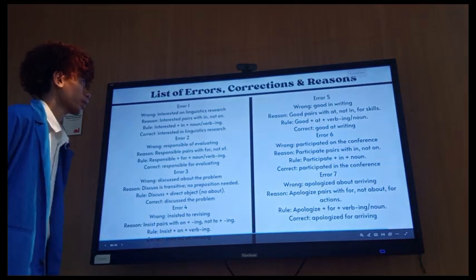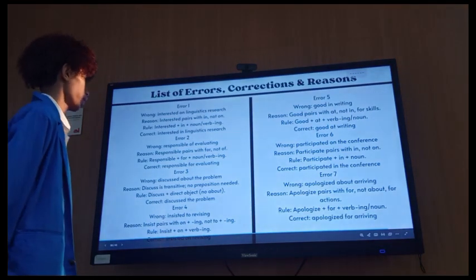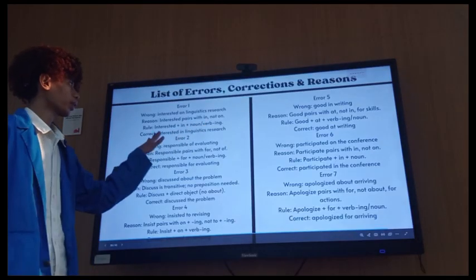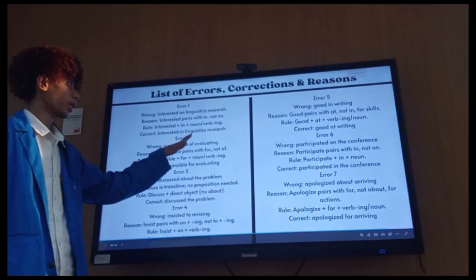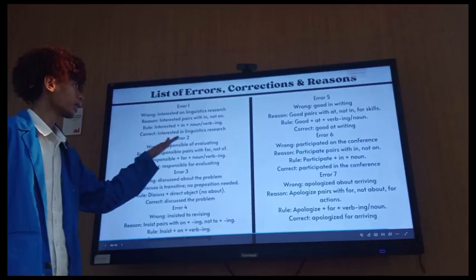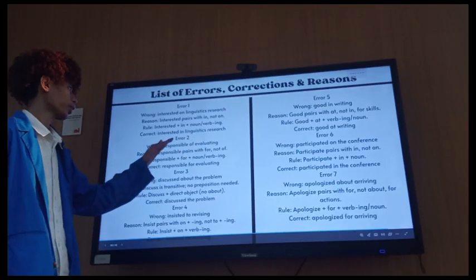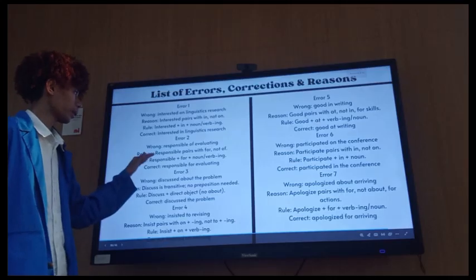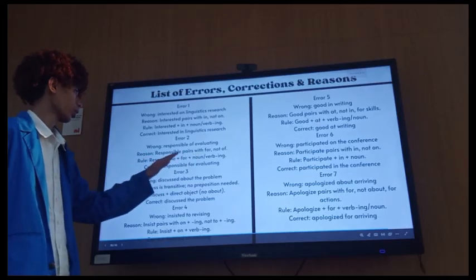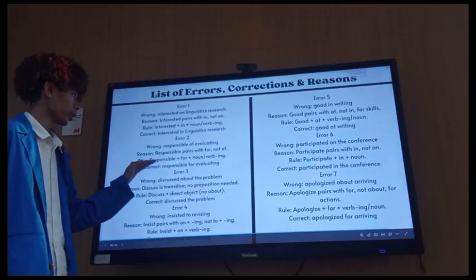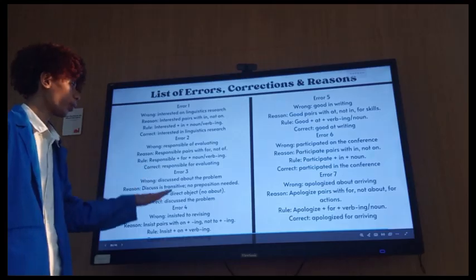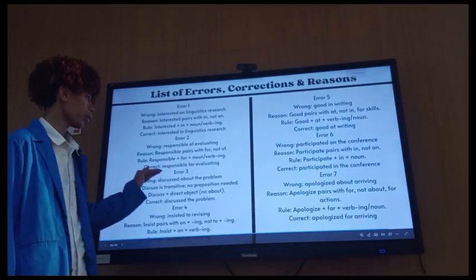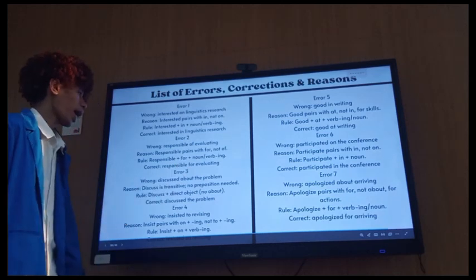Error 1. Wrong: "interest of linguistic research." Reason: "interested" is paired with "in", not "on". Rule: interested in plus noun or verb-ing. Correct: "interested in linguistic research." Error 2. Wrong: "the responsible of evaluating." Reason: "responsible" pairs with "for", not "on" or "of". Rule: responsible for plus noun or verb-ing. Correct: "responsible for evaluating."